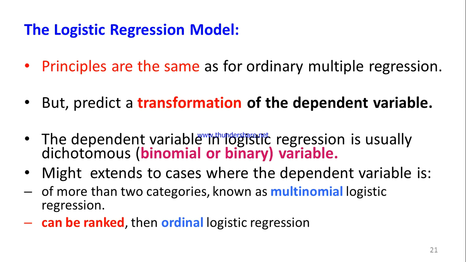What are the principles of logistic regression? The principles are all the same as for ordinary multiple linear regression. In multiple linear regression, we identify independent predictors. In logistic regression, we do the same. The only difference is that the outcome variable becomes categorical. Now, because of the categorical nature of the outcome variable, like I said earlier, we cannot apply the principles and assumptions of multiple linear regression to logistic regression because the outcome is categorical. Okay, that's the problem that we face.